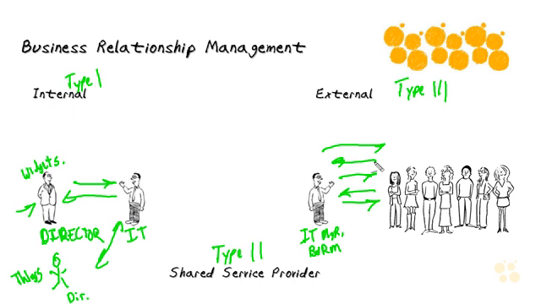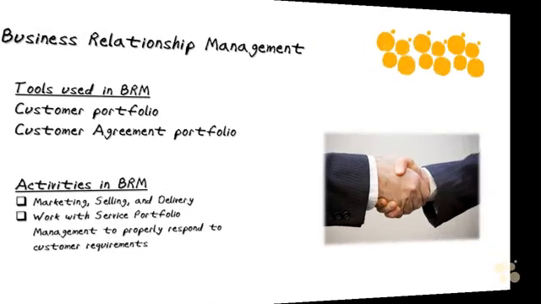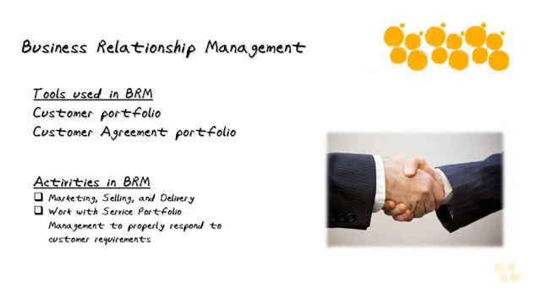And so that's the business relationship management from an internal, type 1. Remember, type 2 is a shared service unit or shared service provider. That's still internal, by the way. And then you have type 3, which is external, which is going to be to your external customers. So the person that's going to be handling most of this is going to be your BRM, the business relationship manager, for your BRM, which is the business relationship management.